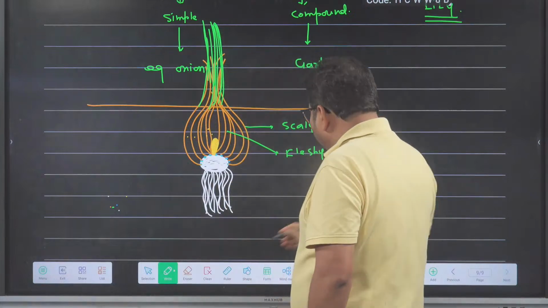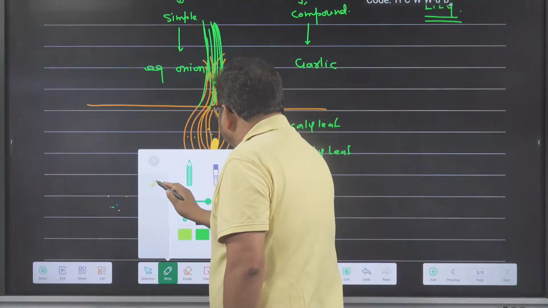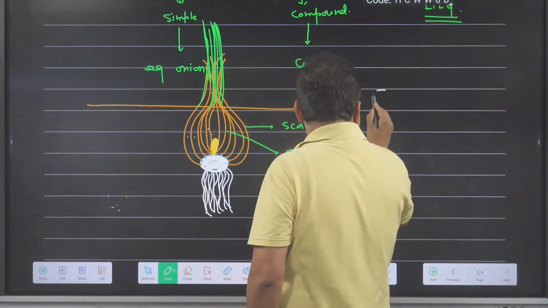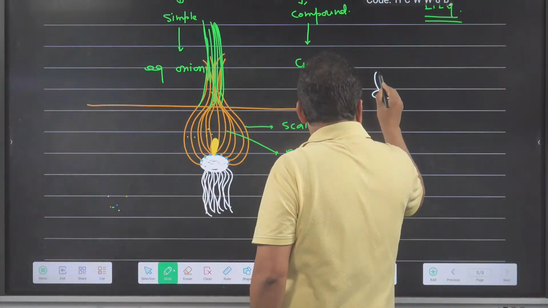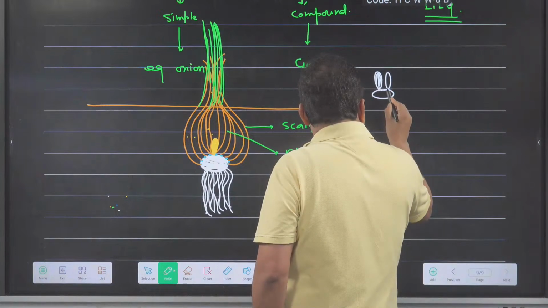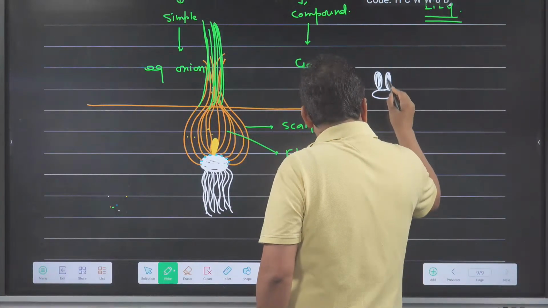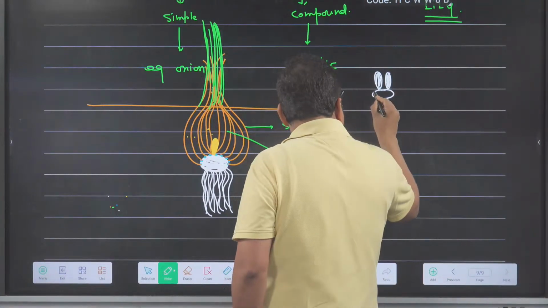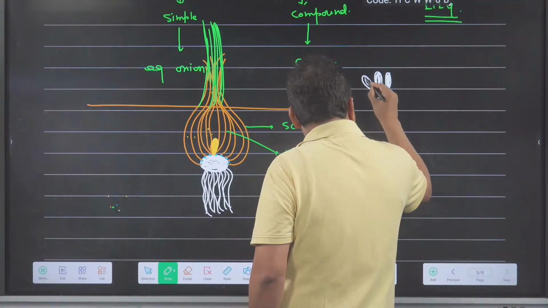Now in garlic, what happened? This is the stem and these are the buds, the cloves of the garlic. Does anyone help your mom in the kitchen? These are the cloves of the garlic, what you are eating here.